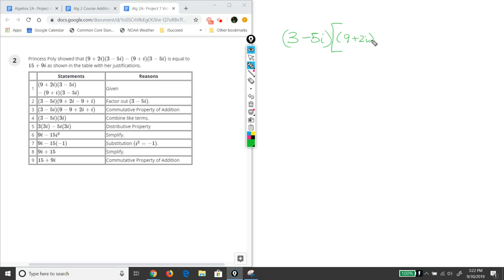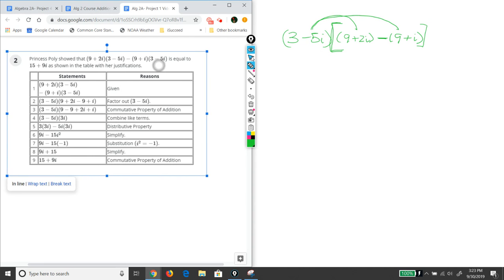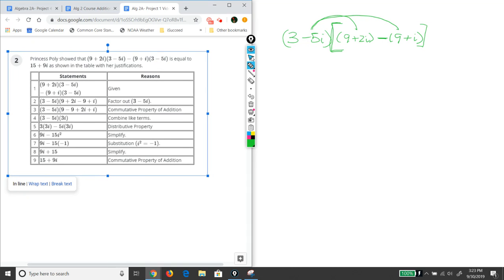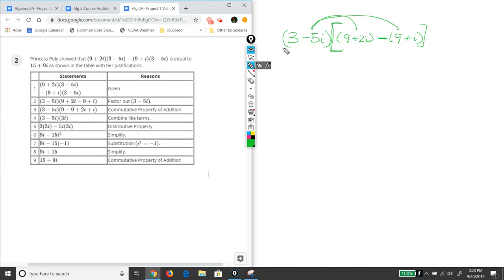And then we still have that subtraction of that second part of 9 plus i. Now I'm showing the brackets here because these brackets are showing that this 3 minus 5i was multiplying with both of those two complex numbers, which is what we see over here. It's multiplying with both those terms. So I can see that distributing.